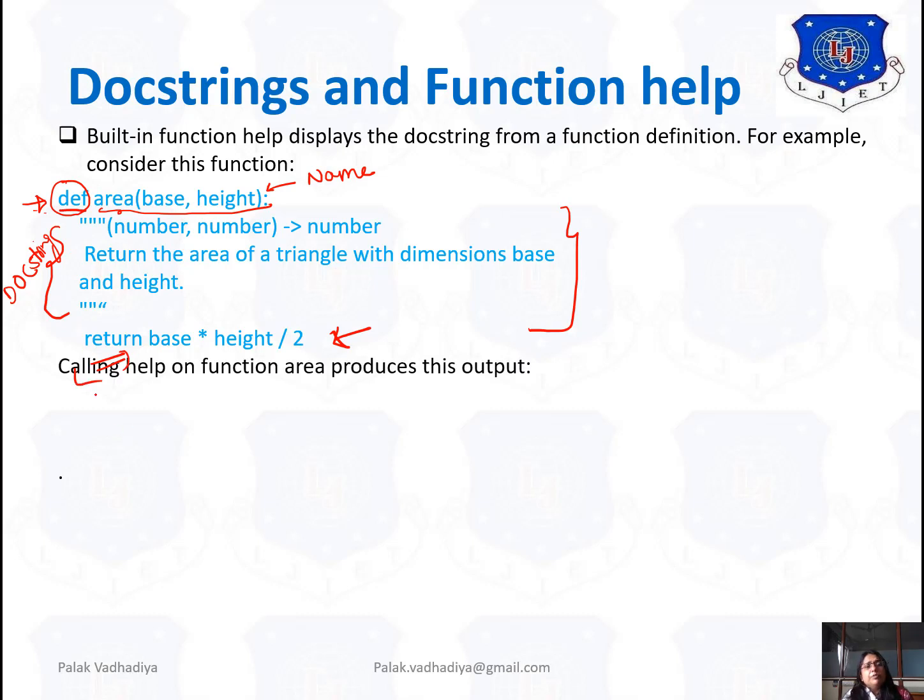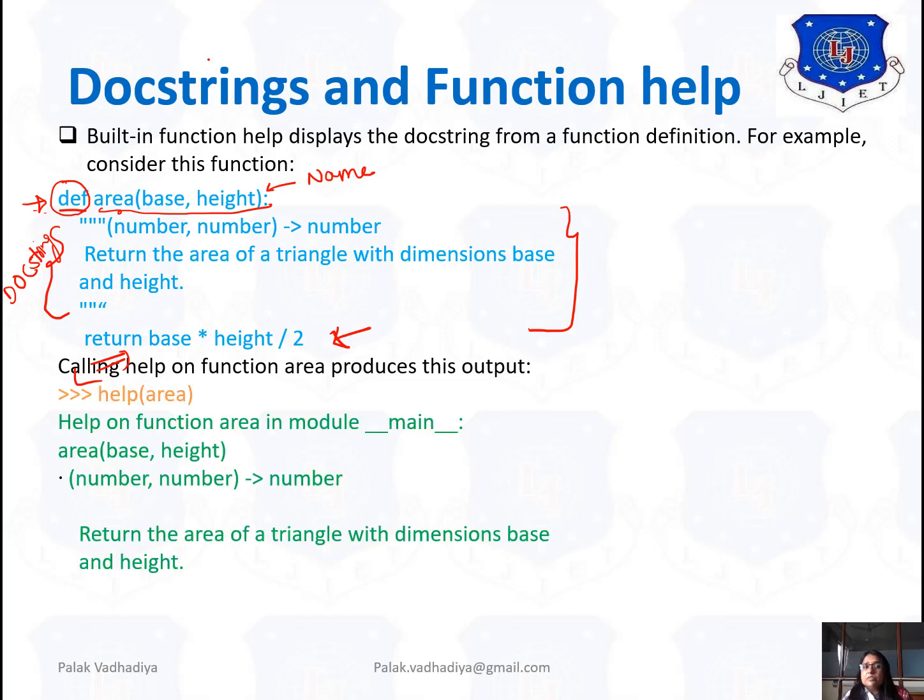Now calling help on the function area produces this output. I'm considering this as an inbuilt function. So when I write help and then area, like this, it will display this docstring. Here it says: return the area of a triangle with the dimensions base and height. This is known as a docstring.